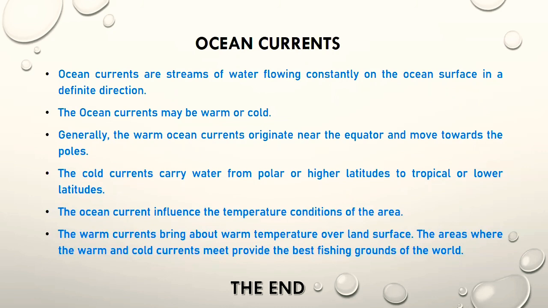Second one is, ocean currents may be warm or cold. Generally, the warm ocean currents originate near the equator and move towards the poles. We all know the equator is an imaginary line, and there are the North Pole and the South Pole.